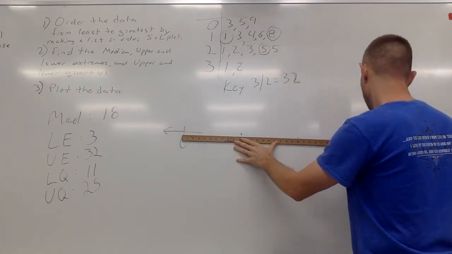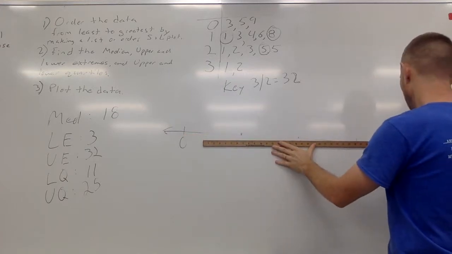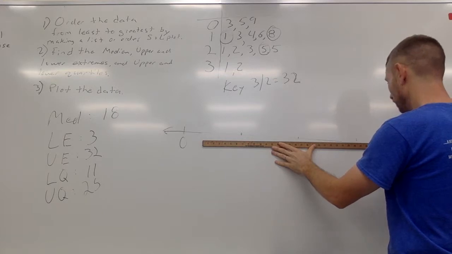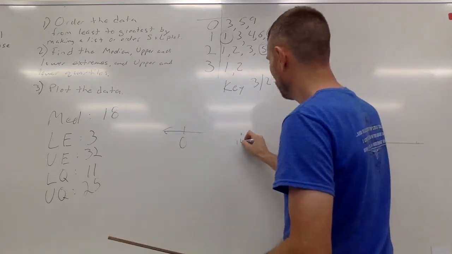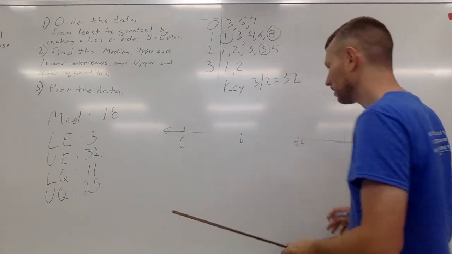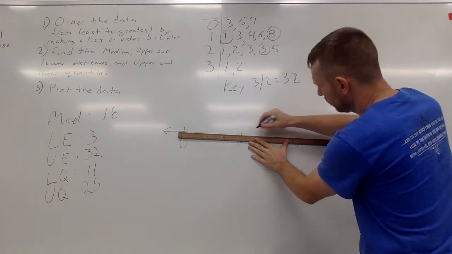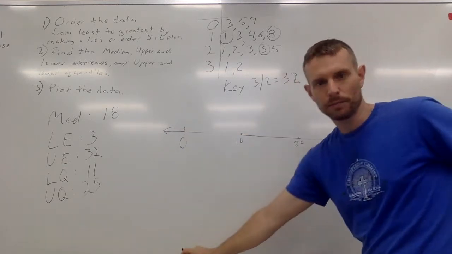20, 30. I suppose I could go up to 40. It's not really necessary. Maybe 35 is enough. Okay, but this is 10, 20, 30. You'll notice they're all spaced out evenly. Okay, that's important.